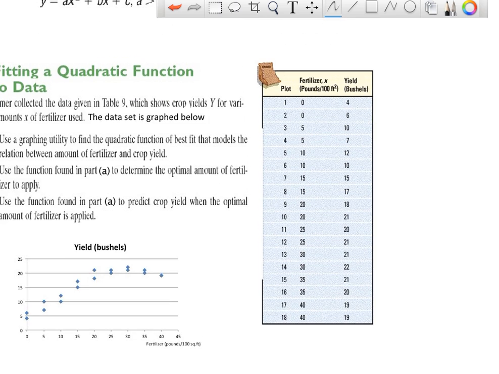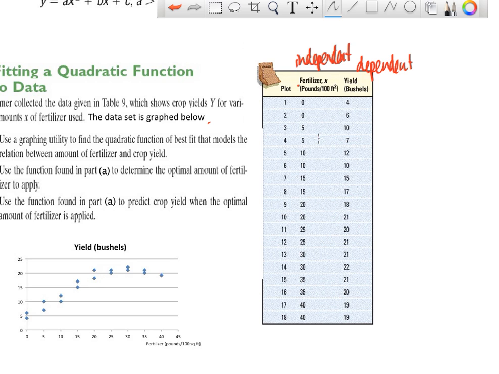So let's say we have the following situation. We have a set of data that's collected like this, and it shows the crop yields y for various amounts x of fertilizer used. So x is the independent, so very nice for us. That's independent, and yield is dependent. And we are going to use a graphing utility to find the quadratic function of best fit.